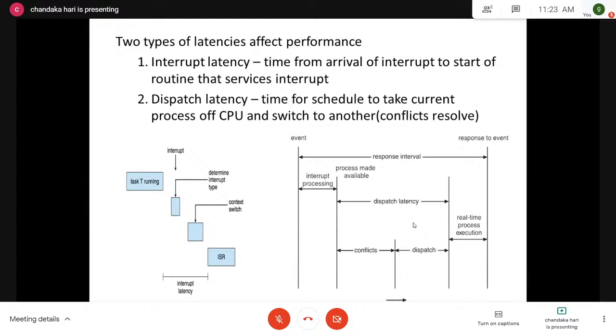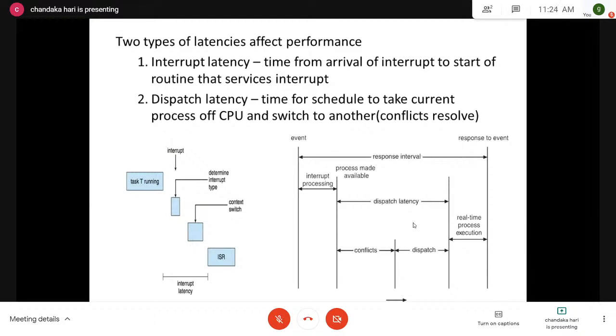That implies the conflicts have to be resolved. After resolving the conflicts, that is, after resolving the locking, what you need to do then is give it to the dispatcher.